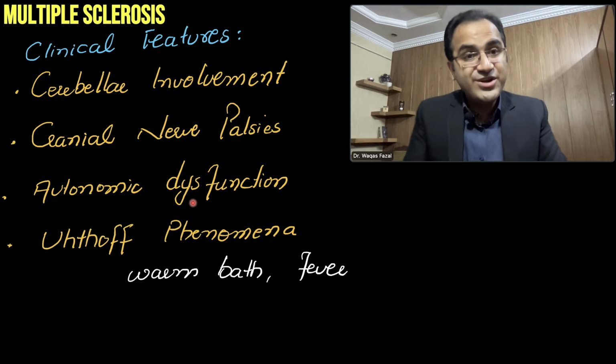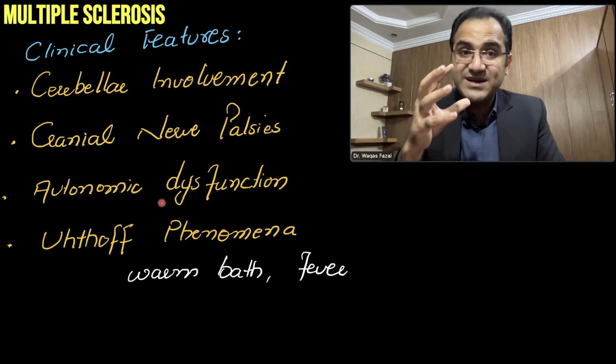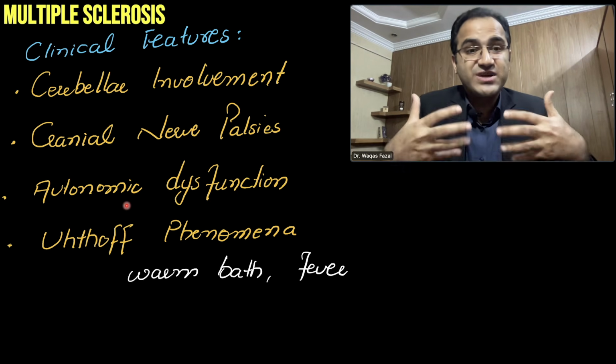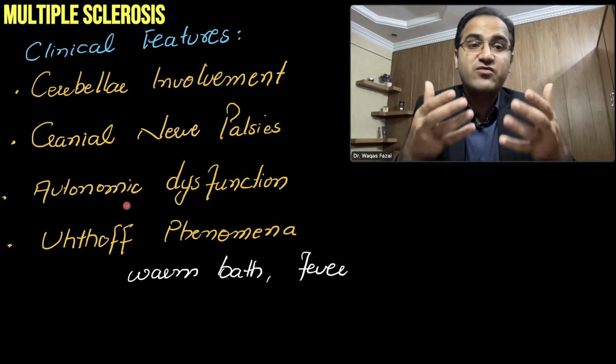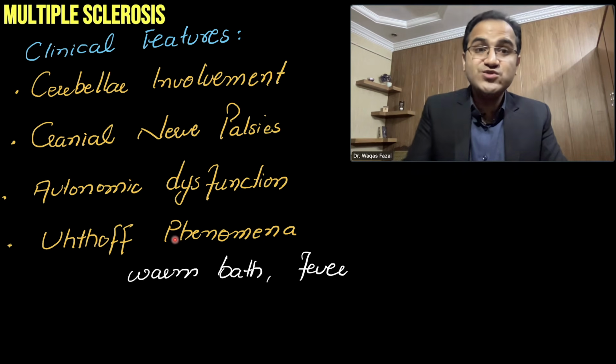But remember, the last cranial nerves 9, 10, 11 are usually spared in multiple sclerosis. Autonomic dysfunction, urinary incontinence, sexual dysfunction is also one of the things that is affected in the early stages of multiple sclerosis, and the patient might not express it because he will feel ashamed of telling you that he is facing these problems. Uhthoff phenomenon. What is Uhthoff phenomenon?